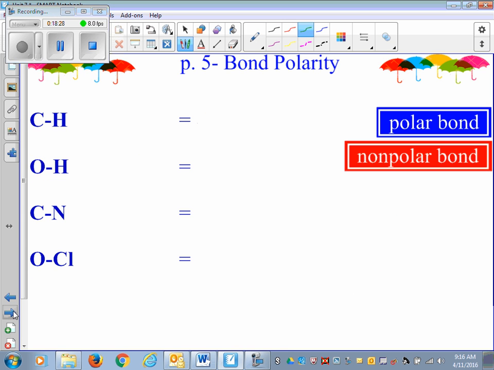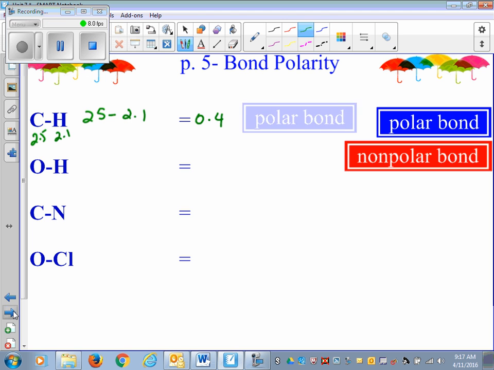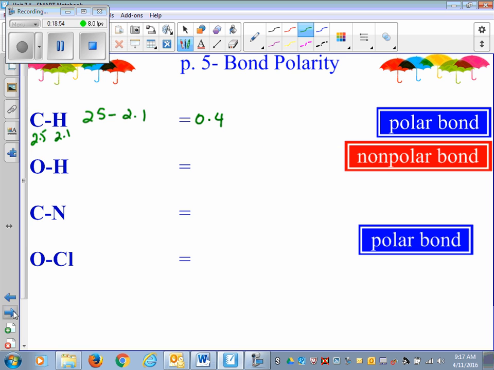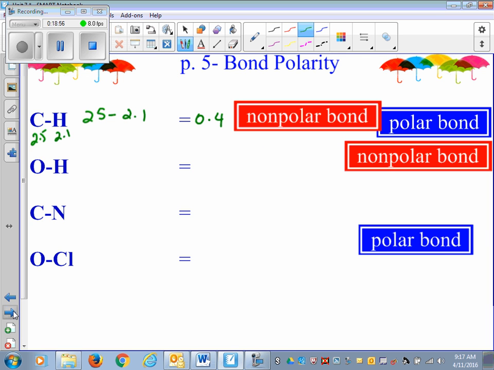Alright, now I want you to answer these questions. Calculate the difference between the two. Like carbon is 2.5, hydrogen is 2.1. So 2.5 minus 2.1, the difference is 0.4. So 0.4 and below is non-polar. That means this bond is non-polar.